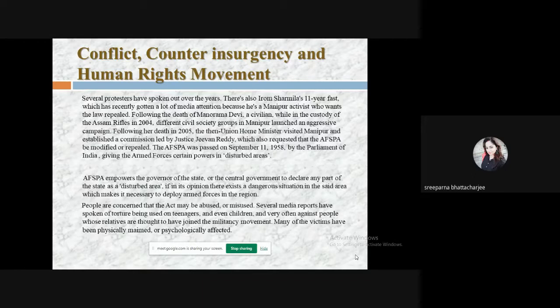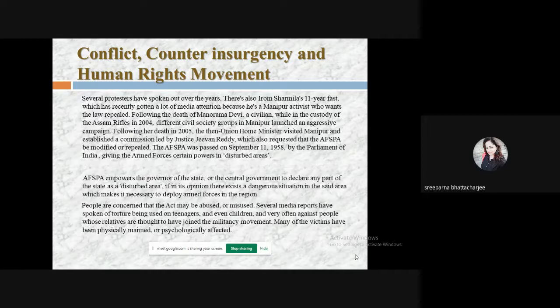A very glaring example of that is Irom Sharmila, who had been fasting to remove this AFSPA, and her contribution as a human rights activist is phenomenal. Human rights activism was actually born out of such a draconian rule. This Armed Forces Special Powers Act is considered against the spirit of basic human rights, because people are not allowed to move freely.